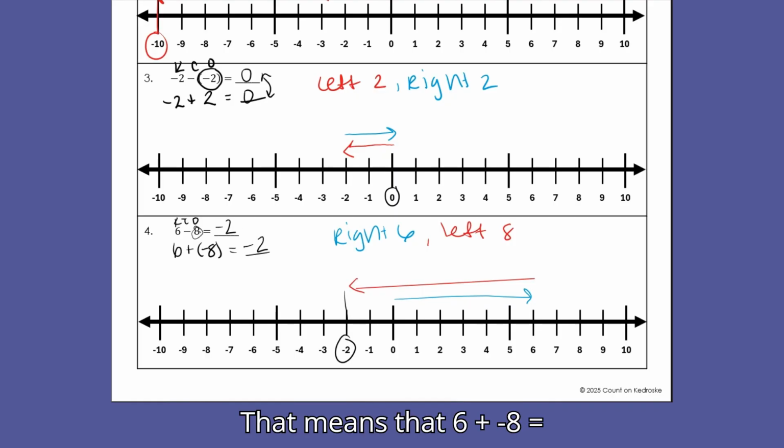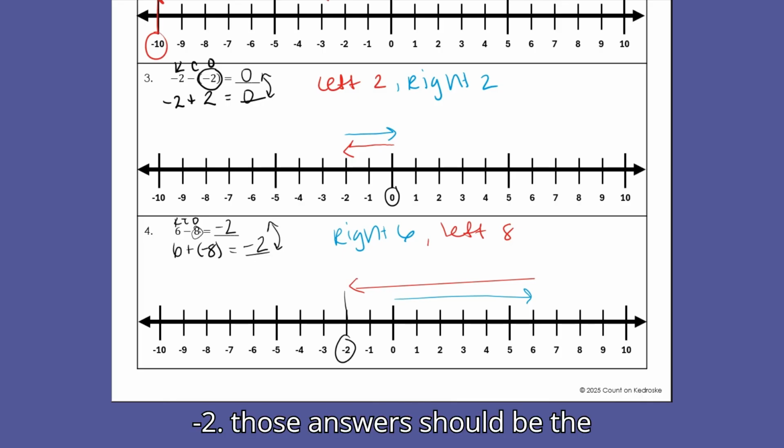That means that 6 plus negative 8 equals negative 2, and 6 minus 8 also equals negative 2. Again, those answers should be the same.